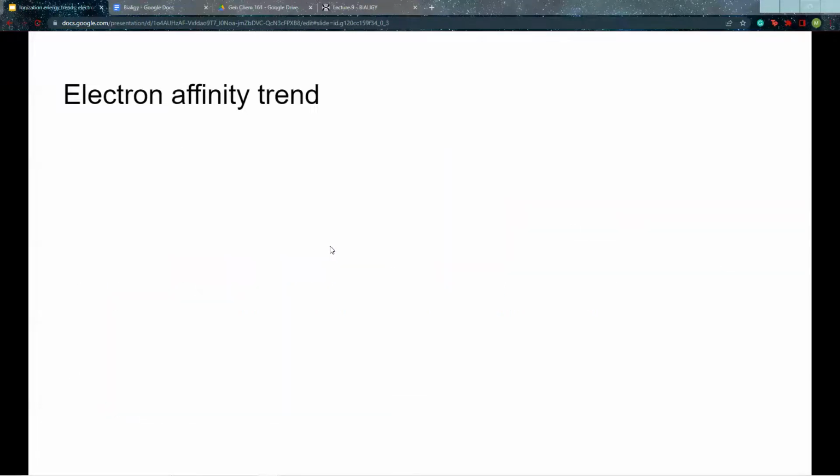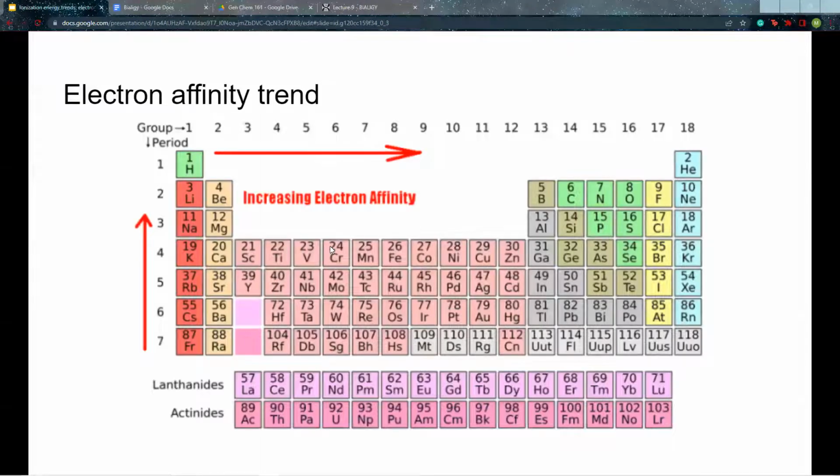So here's our electron affinity trend. Interestingly, fluorine doesn't actually have the highest electron affinity. That title goes to chlorine. Pause the video and think about why that might be the case. If you need a hint, think about the electron shells and their relative size.